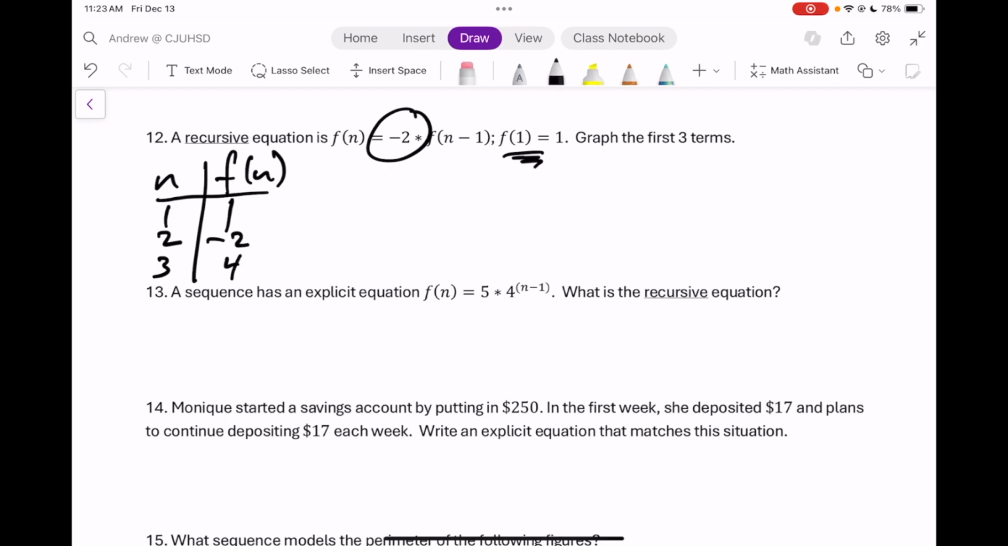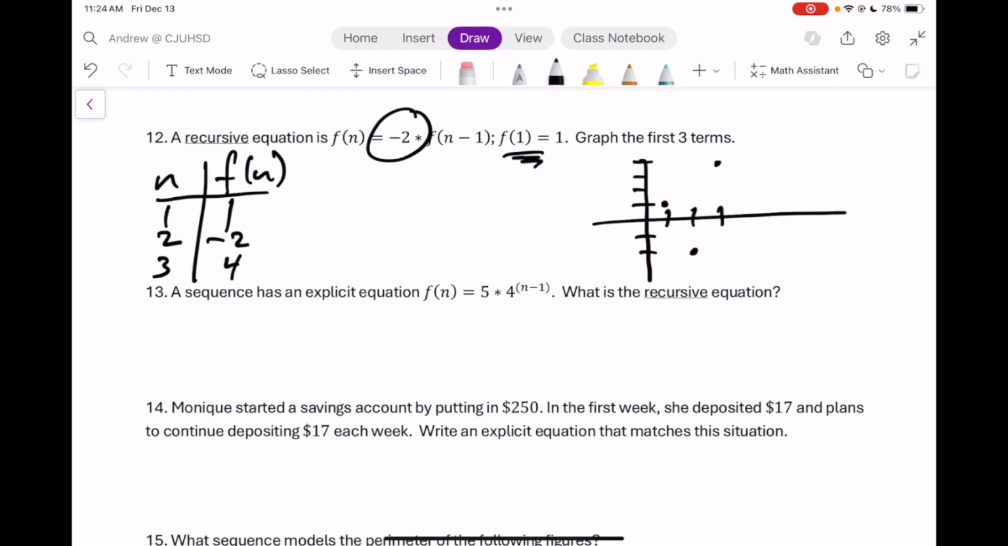Let's put this in the middle. So 1, 1, 2, -2, and 3, let's see, 2, 3, 4. This thing is changing sides of the x-axis as it goes along.